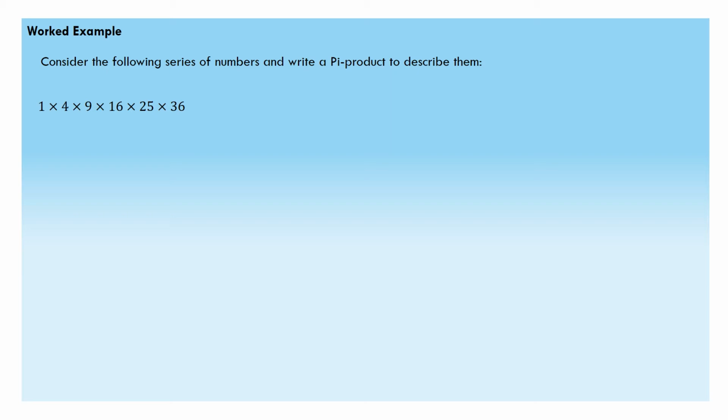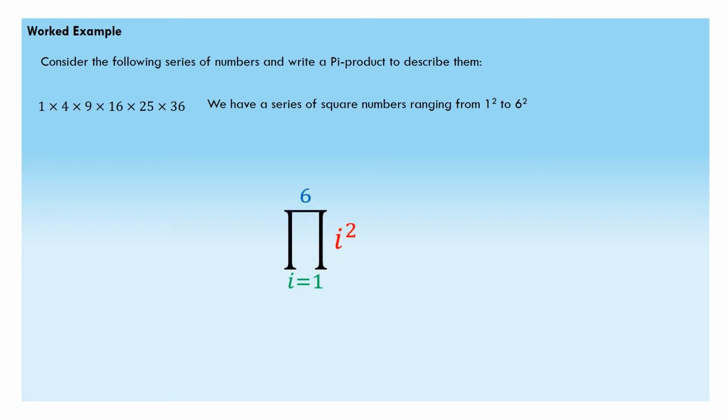Now, the previous example I showed you was quite simple for our pi operator, so let's consider something a little bit more complicated, and let's see if we can delve into each part of the pi operator. I've got a series of numbers here, multiplied together, 1 by 4 by 9 by 16 by 25 by 36. And what you'll notice then is that here are a series of square numbers, right, that range from 1 squared through to 6 squared, and we can represent these as a pi operator.